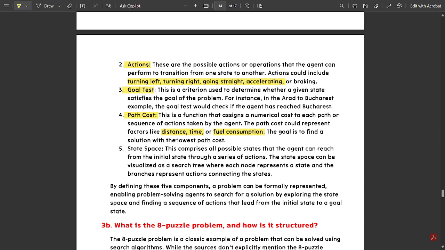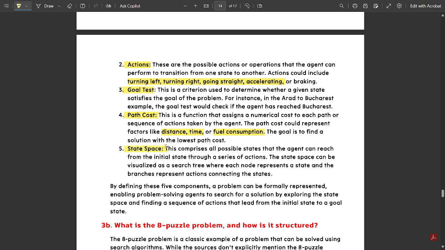In this case, the lowest path cost would appear when, for example, if you want to reach Bucharest, if you take shortcut routes, you would be able to travel a short distance, so that you would be reaching in the shortest possible time, and also the fuel consumption would be less. So in this way you can find a solution with the lowest path cost. So this comes under path cost.